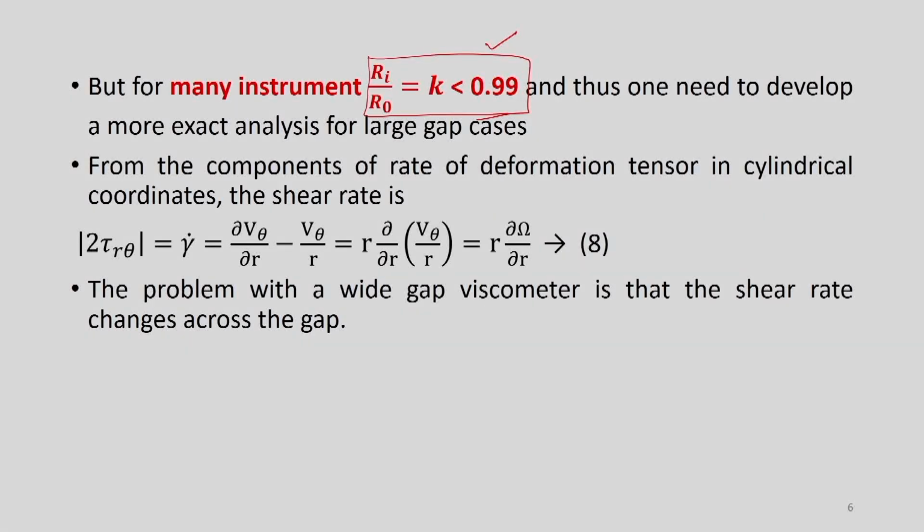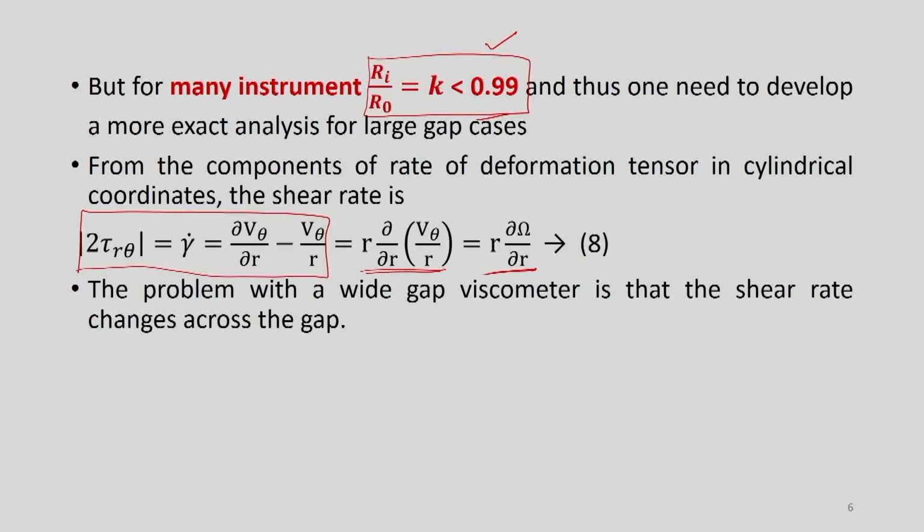From the rate of deformation tensor, we have gamma dot equal to mod of 2 tau r theta, and this 2 tau r theta is available in the book. That is nothing but dou v theta by dou r minus v theta by r. There are other Vr terms that would also be there, but Vr is anyway 0, so we are not writing them here. This dou v theta by dou r minus v theta by r, we can write as r dou by dou r of v theta by r. So, v theta by r is nothing but the angular velocity. Then we have the shear rate for this case as r dou omega by dou r.